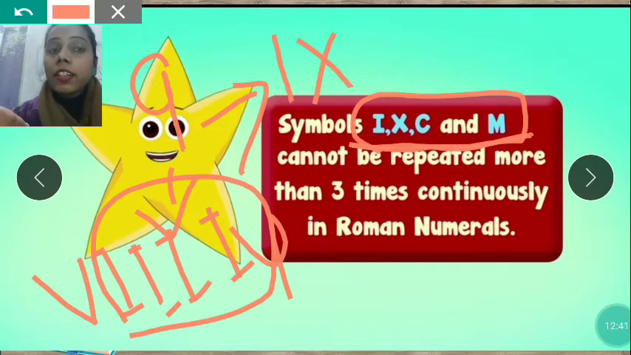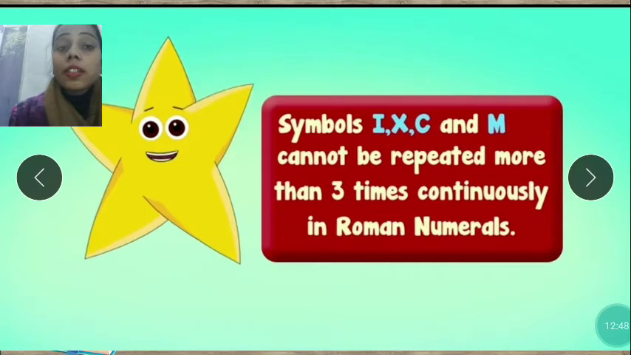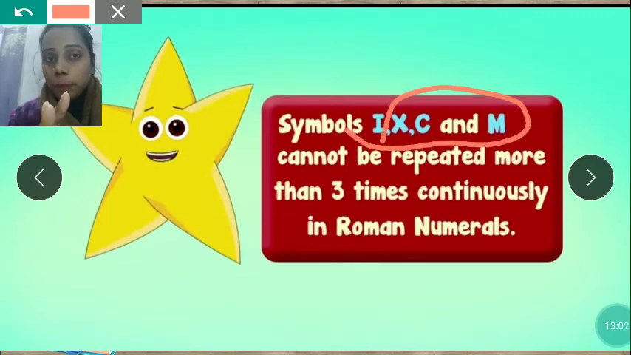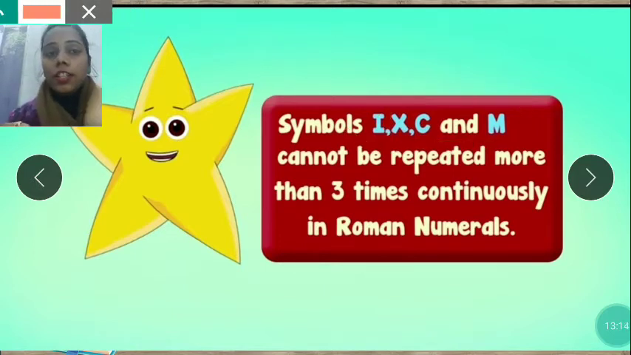What have we written here? I, X. And we have not written the repeated I's, because these symbols cannot repeat more than 3 times continuously in Roman numerals, students. So which symbols do you have to keep in mind? I, X, C and M. These 4 Roman numerals you cannot repeat more than 3 times continuously.